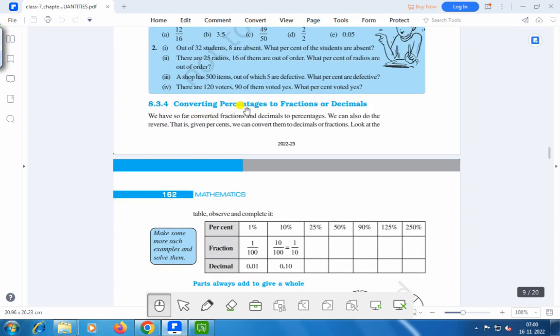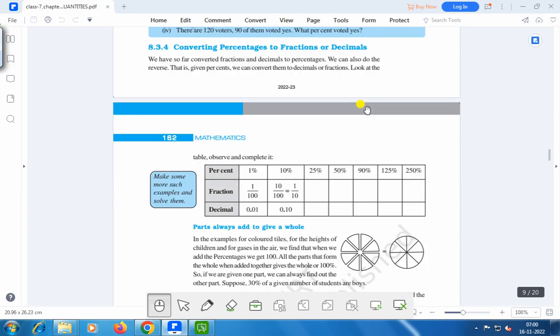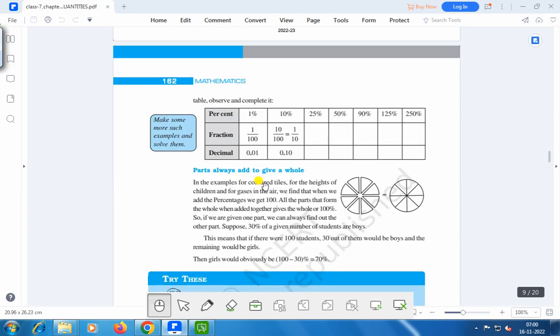Now converting percentage to fraction or decimal. Suppose the percent is given, right? 1%, that is 1 by 100, and we change it into decimal 0.01. 10% means 10 by 100, 0.10. 25% means 25 by 100, that is 0.25.